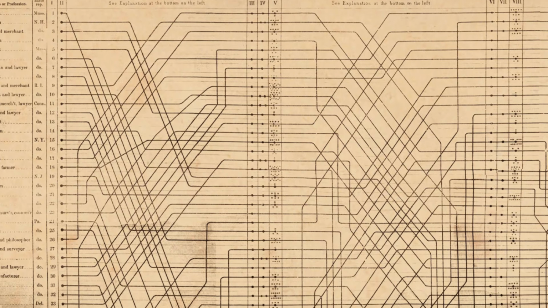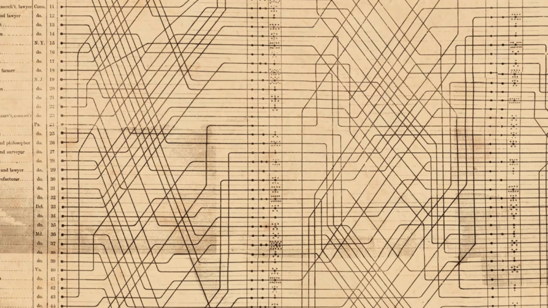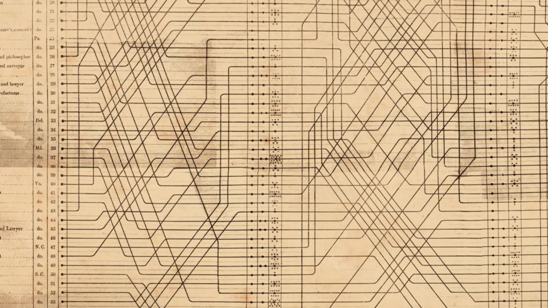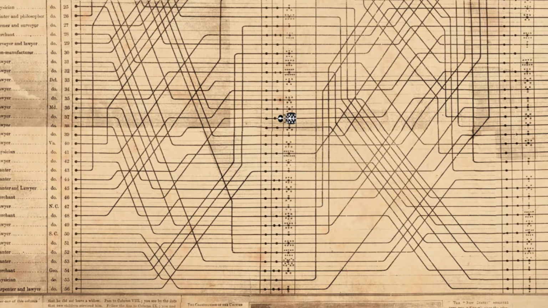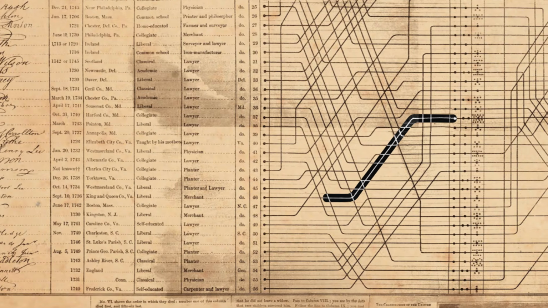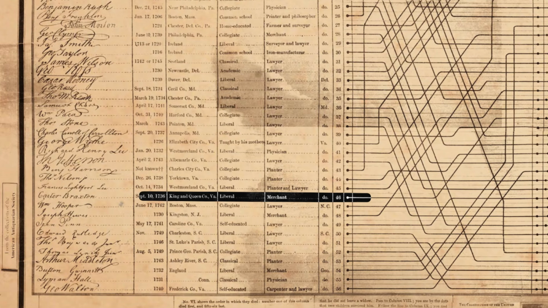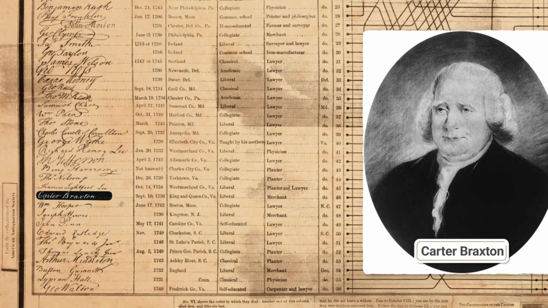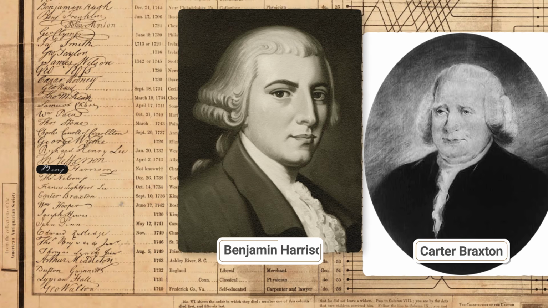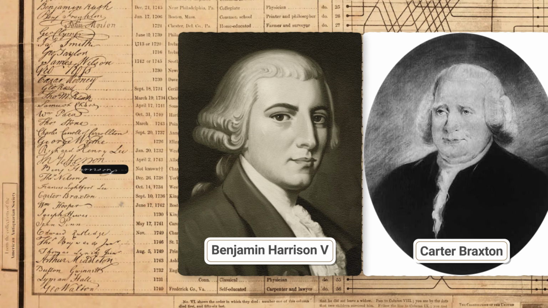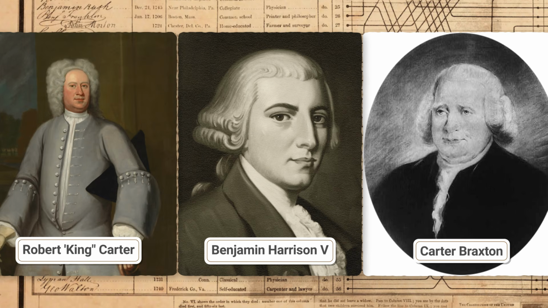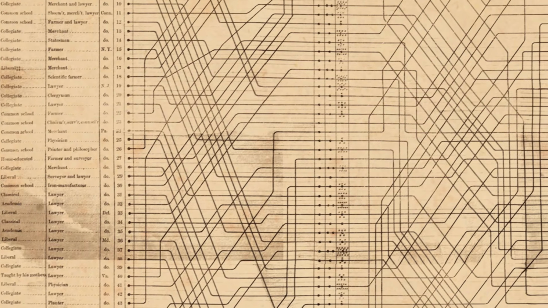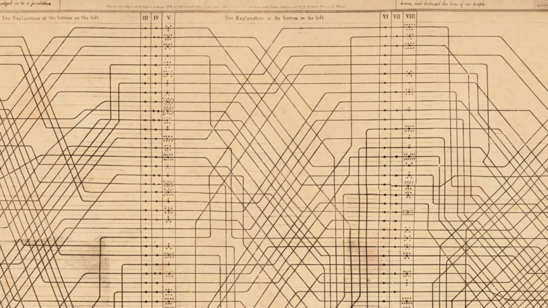Again, let's look down the list and see if anyone stands out. There are a few with lots of dots, but none with more than this guy here, who has 18. Once again, if we follow the line to the left, we can find out who it is. And in this case, it's Carter Braxton. He and Benjamin Harrison, who also signed, were both grandsons of Robert King Carter, and thus members of the famous Carter family of Virginia.